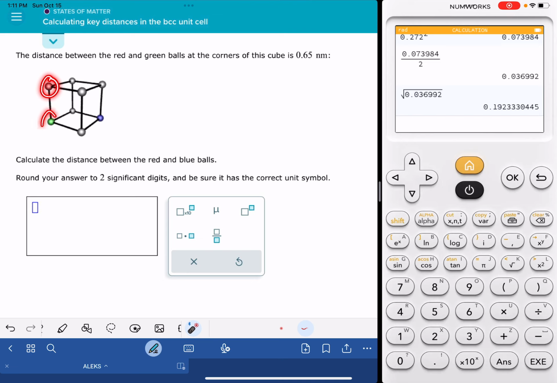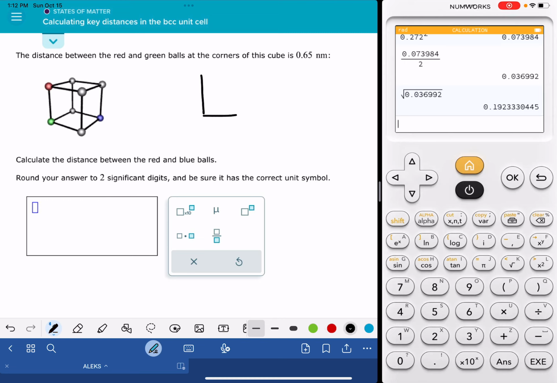We've got 3 of the corners highlighted, red, green, and blue. ALEKS is giving us the distance between 2 of those corners, and it's asking us to calculate the distance between 2 other corners. The relationship between these three corners is a right triangle. Even though it may not look like it in your particular cube, it definitely is. So we're going to be using the Pythagorean theorem to help us solve this problem.